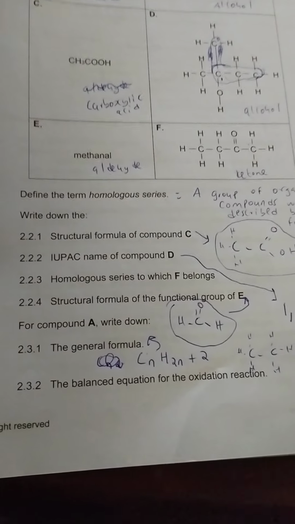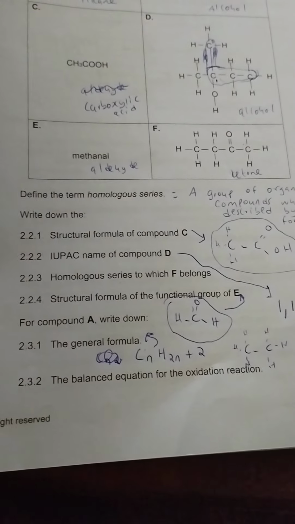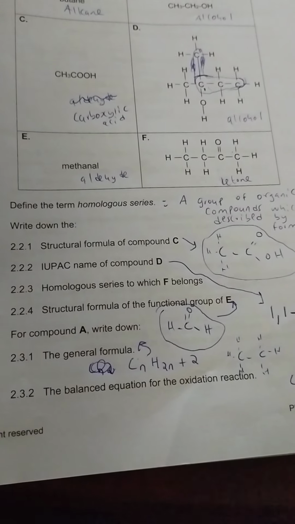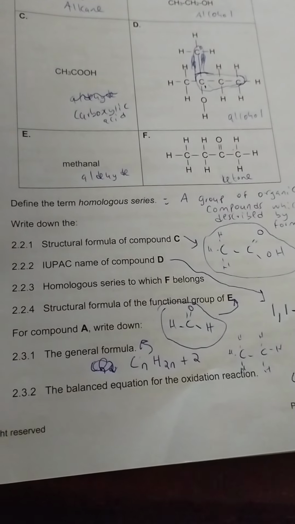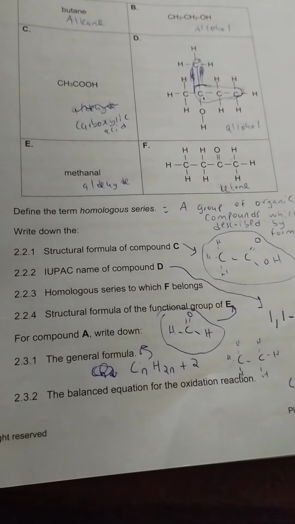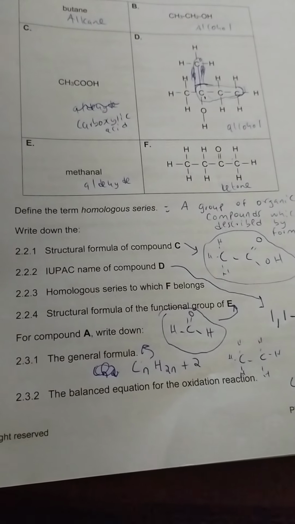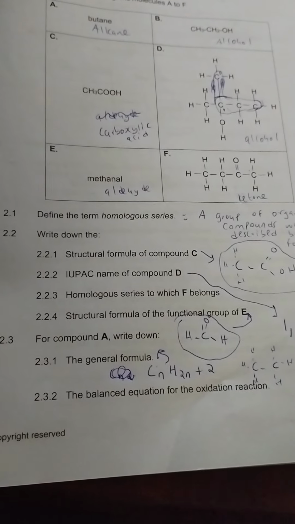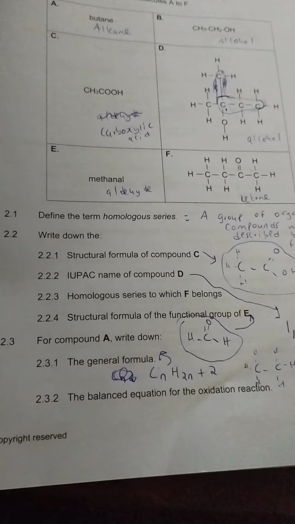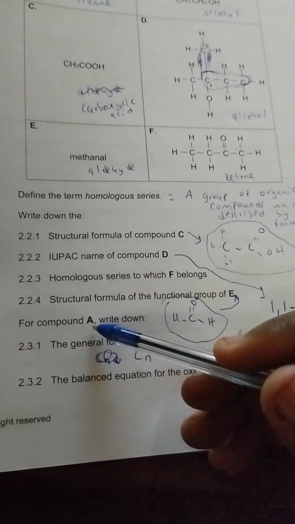The balanced equation for the oxidation reaction. So they want us to do an oxidation reaction. In other words, we can do the combustion reaction for the same. Which one is the oxidation reaction here? They just want the balanced equation for the oxidation reaction. They're not specifying which one, so I have to choose one to use. Okay, I'm a bit lost with this one. Oh, yeah, okay, now I see. They want us to talk about A. So the question is still about A. Okay.